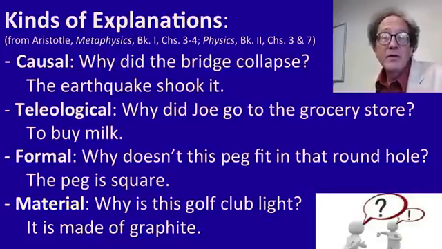So we can have 4 different types of explanation. We can have causal, we can have teleological, we can have formal, and we can have material. And all of those different types of explanation are aimed at helping us to understand why something happened.